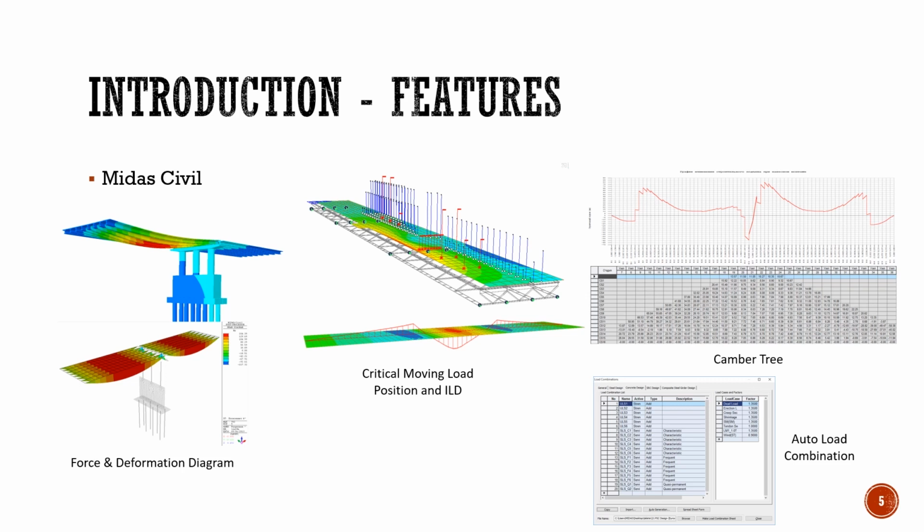Further, we have auto load combination generation tool as per the international codes, so that it saves a lot of time of manually creating the combination. Further, MIDAS Civil generates the design reports and the results in Excel compatible format, so that they can easily be copied to the Excel files where the calculations are being done.